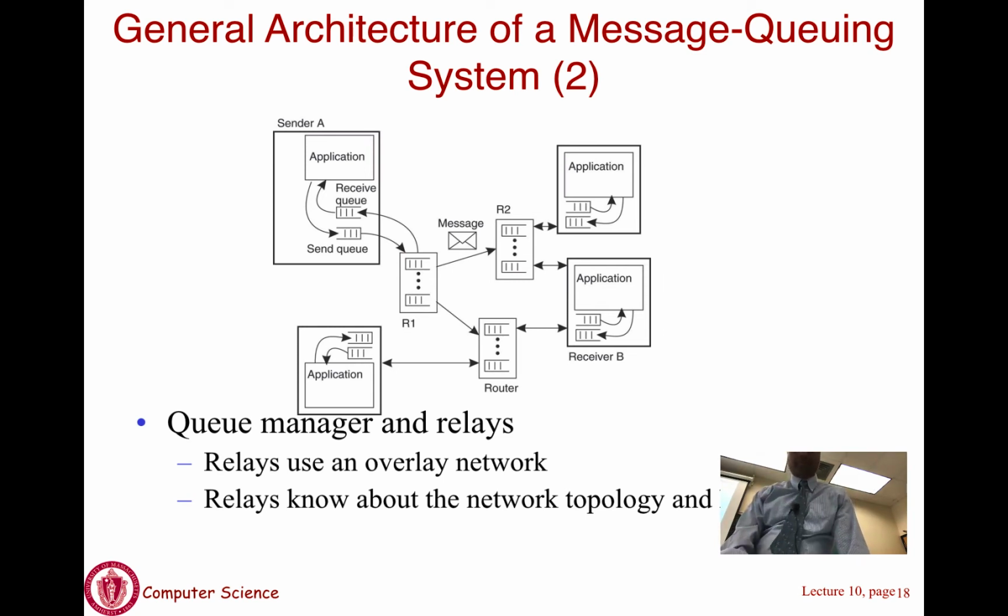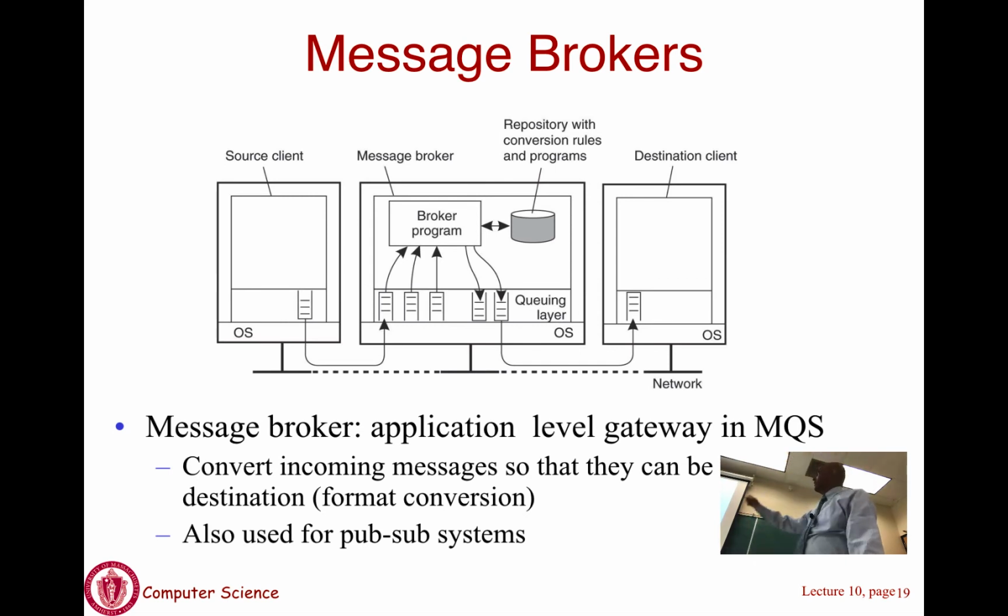Okay. All right. So the other component that you see often in a message queuing system is called a message broker. Very simply, just a broker. What this does is it's an application level program that can take messages from a queue and perform some transformation on the message and then send it out. So it can do things like translation or format conversion and so forth. They're also going to be used in publish subscribe systems.